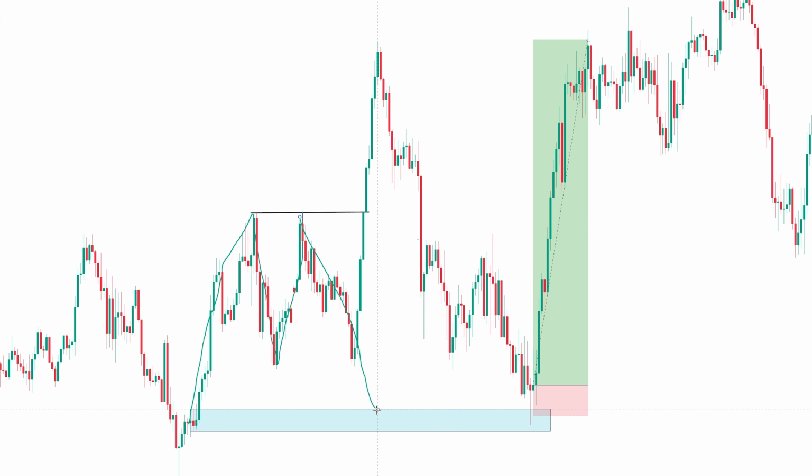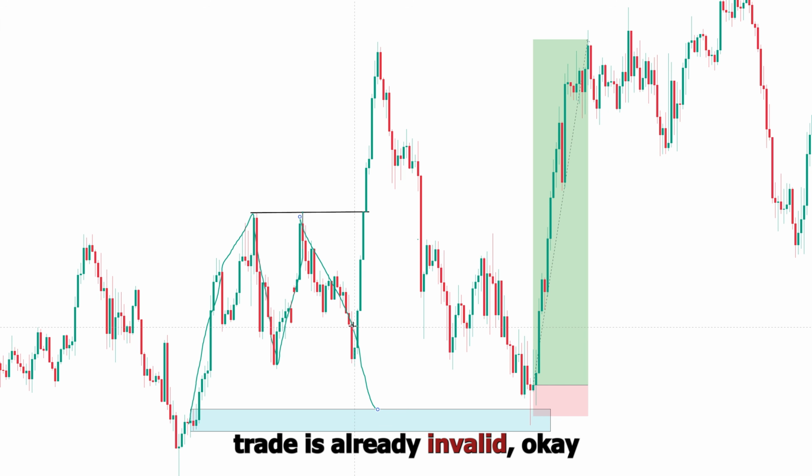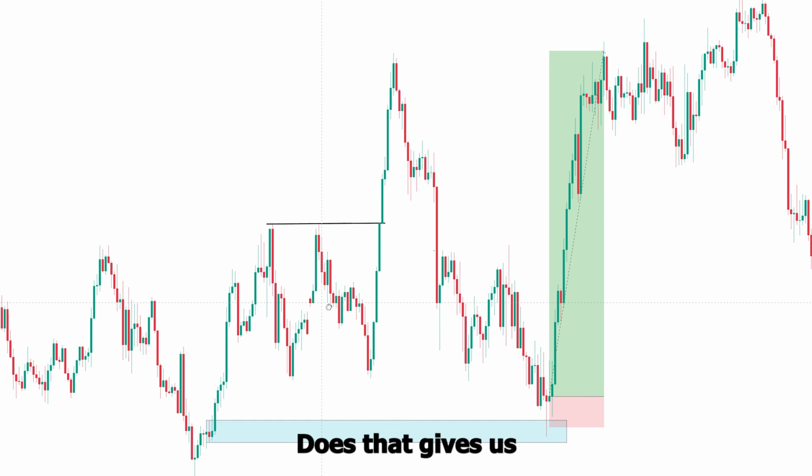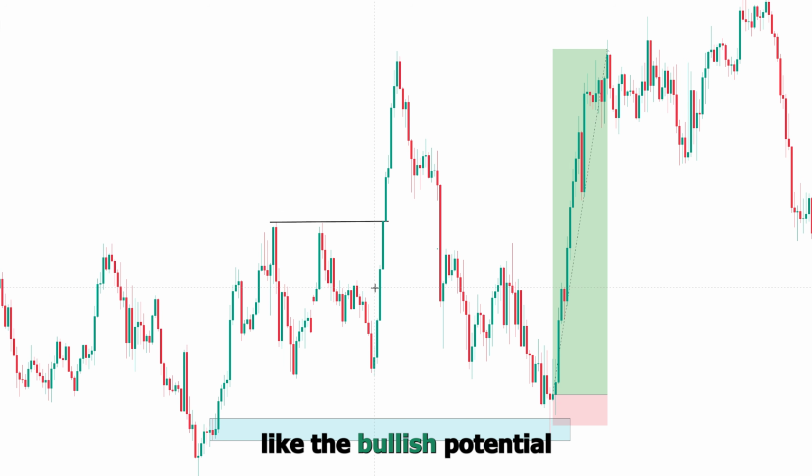As you can see, it made a double top, but it didn't take out the high, and then it came to my demand zone. Now, I'm just going to say this trade is already invalid, okay? It has to take out its own high. It has to take it out. That gives us the bullish potential. So as you can see, this is not valid until this part. After it took out these highs, the trade is now valid.